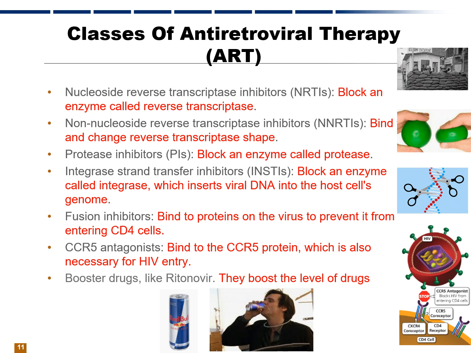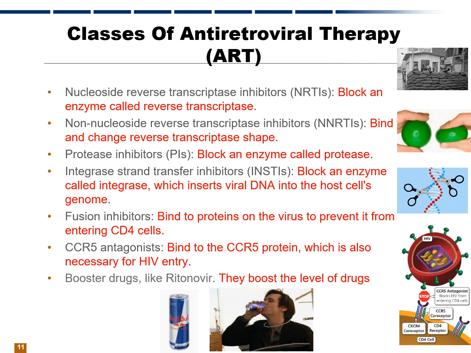So there's drugs called nucleoside reverse transcriptase inhibitors, because we're trying to inhibit that reverse transcriptase. So we're trying to block an enzyme called reverse transcriptase. So it's kind of like in Berlin at Checkpoint Charlie, you try to block the entry or use of that enzyme. There's non-nucleoside reverse transcriptase inhibitors, which bind and change reverse transcriptase's shape. So it's kind of like changing the shape of that green ball.